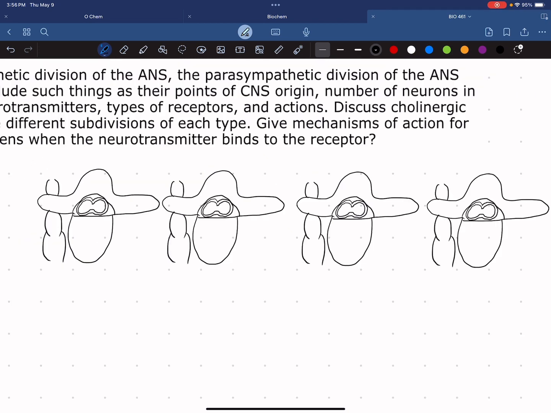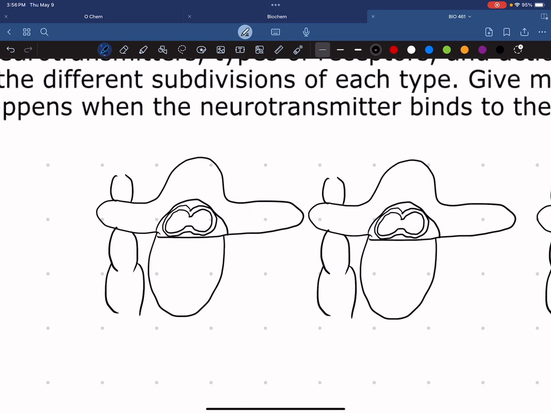All right, so now I'm going to go into the 4 different types of pathways that we see happen within the sympathetic nervous system. So because the sympathetic nerves come from the spinal cord, there are 4 different ways that these nerves can come through, and so I'm going to draw and describe each one of them.